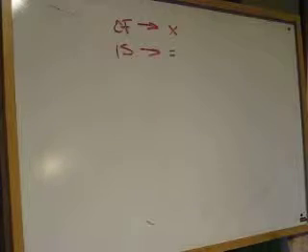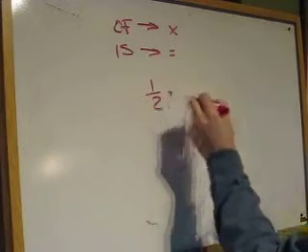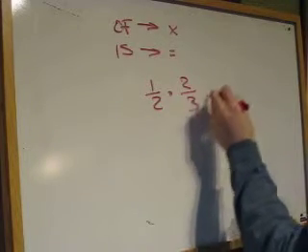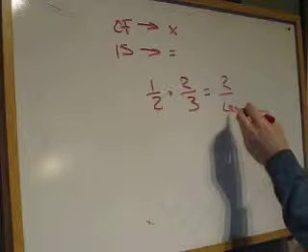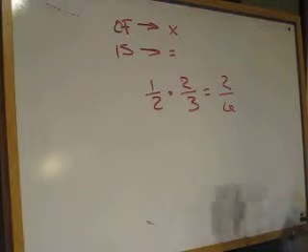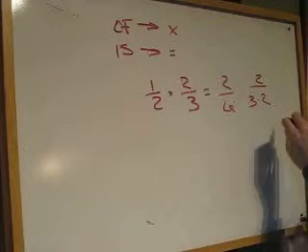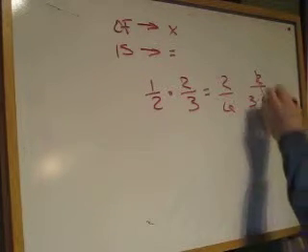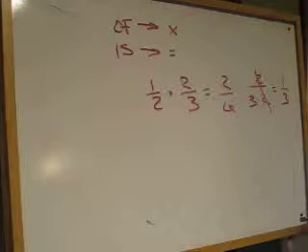Example 12 says find 1/2 of 2/3. Find 1/2 of, times 2/3, gives me 2/6. Now I reduce. 2 is already its prime factor, so it's going to stay. 6 can be reduced to 3 times 2, and these 2's go away, and we are left with 1/3 as our answer when we multiply that out.